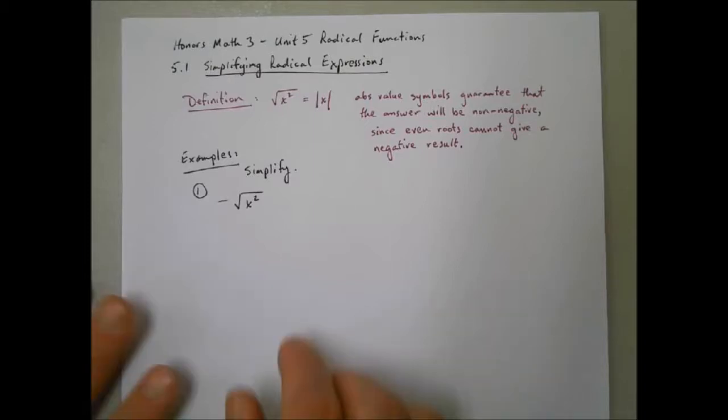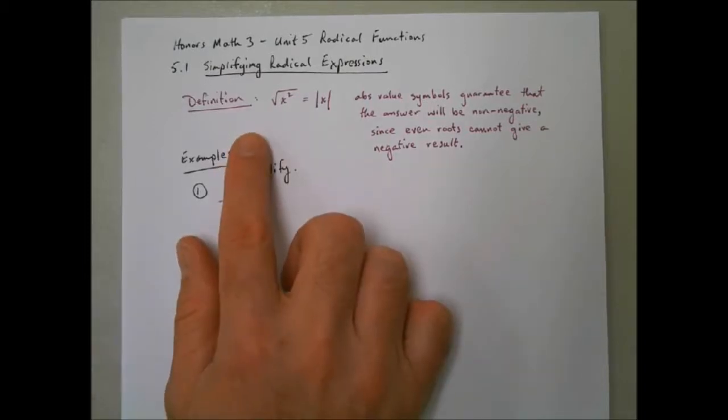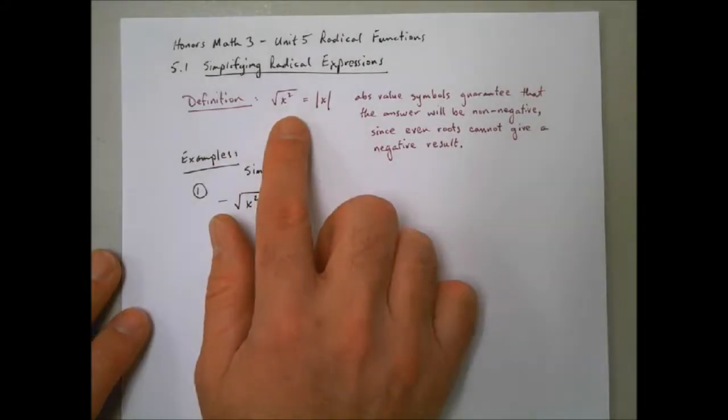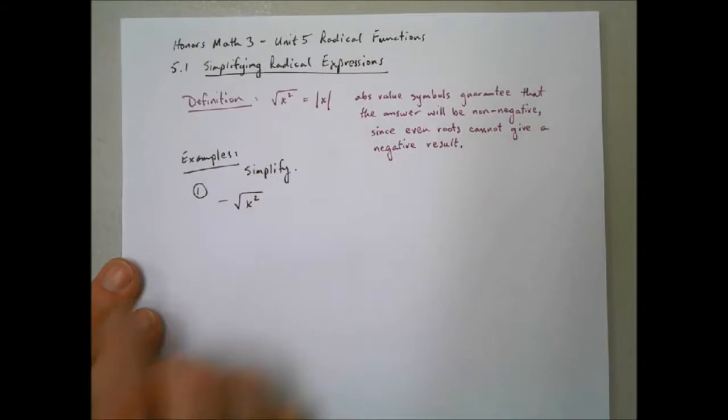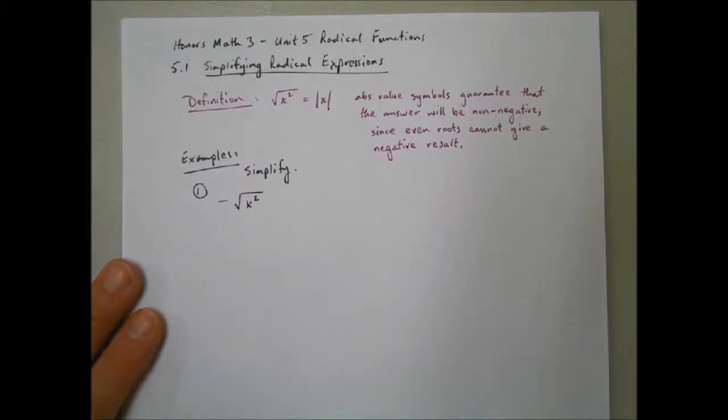First off, definition: the square root of x squared is equal to the absolute value of x. The absolute value symbols guarantee that we'll have a non-negative result. That's very important since even radicals, second roots, fourth roots, and so on, do not allow us to get a negative result, to get a negative answer.